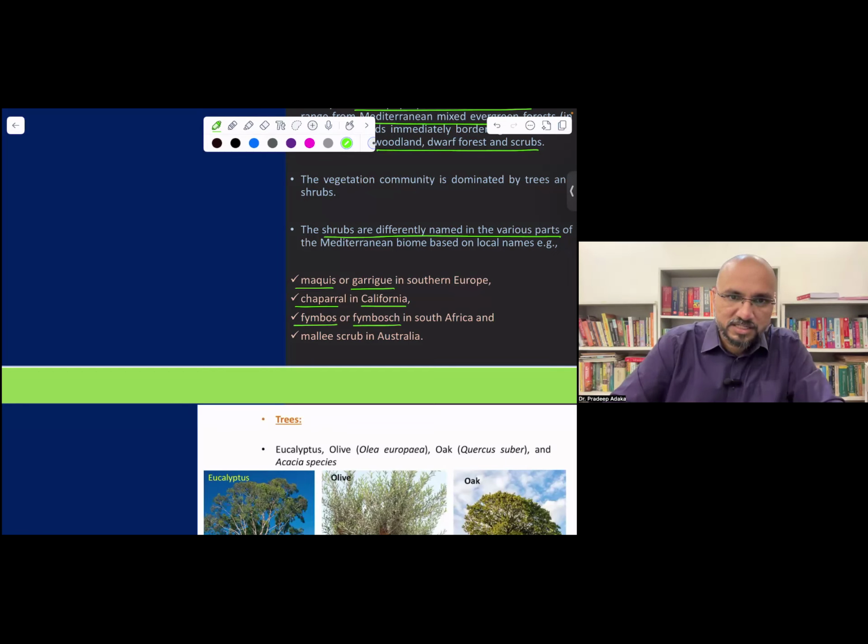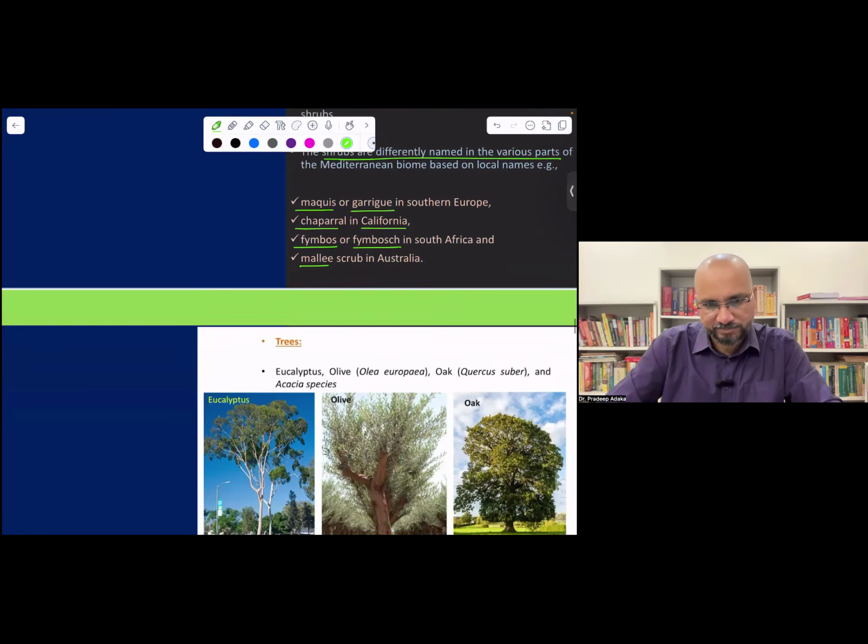Fynbos, as it is called in South Africa. It is called Mallee scrub in Australia. These shrublands are known by different names.